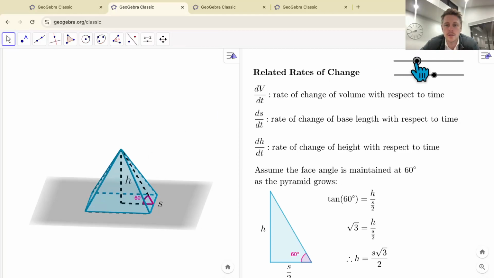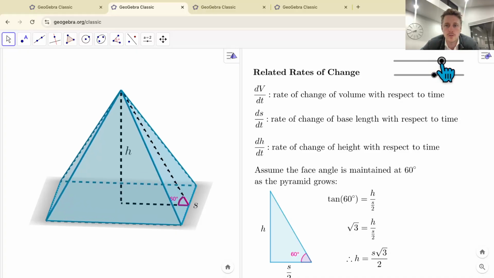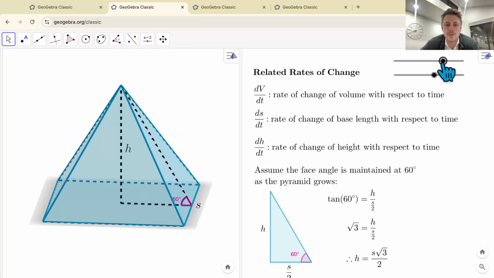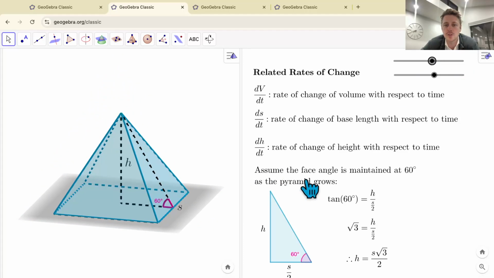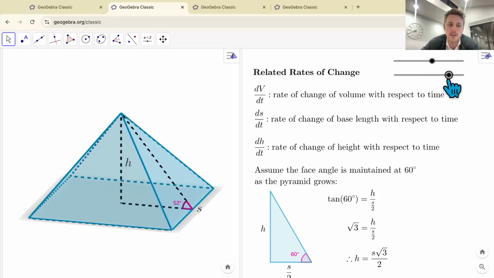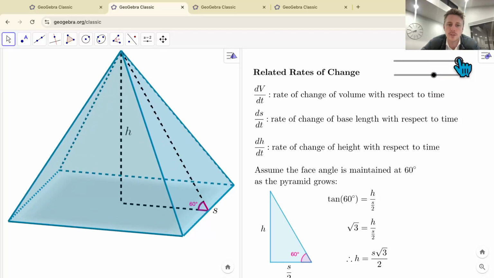Okay, and let's not leave you wanting more. There's the pyramid growing as time passes. Now in order for this problem to make sense as we try and understand this concept, we have to assume that the face angle is maintained at 60 degrees as the pyramid grows. So this angle here is always 60 degrees. We're not getting things where the angle's changing, because that makes things a lot more complicated. We just want to consider a situation where it's growing uniformly.